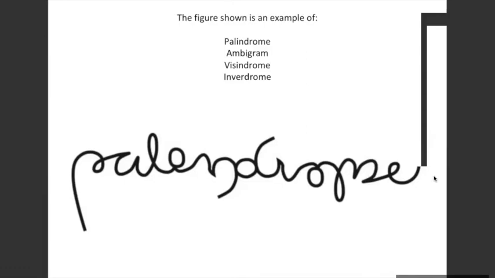Yes. Okay, thank you. So a pangram is a phrase or a sentence which contains all 26 letters of the alphabet. We know what a palindrome is. Ambigram is another word which you need to search for. There are other such words, but I don't think they will be necessary.